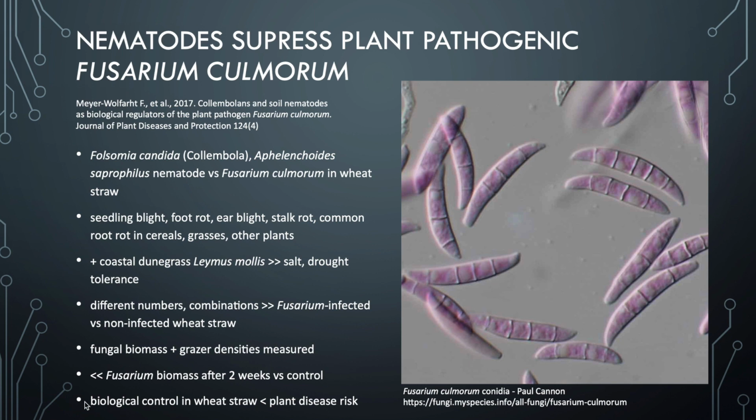So the authors suggested that it might be useful to study these fungal grazers to control Fusarium by removing it from the wheat straw in the first place, and therefore reduce plant disease risk by adding these grazers into the system. So this is a beautiful image showing the Fusarium culmorum conidia, which are the asexual spores of the organism.